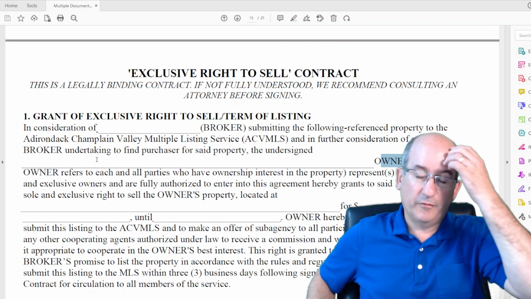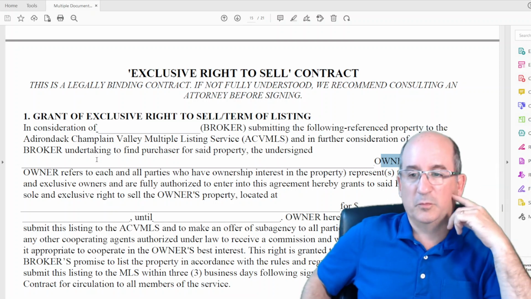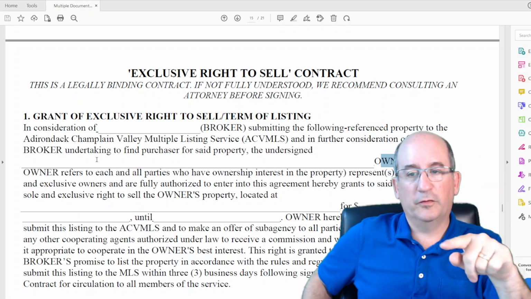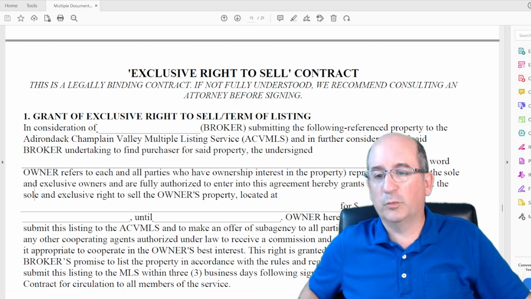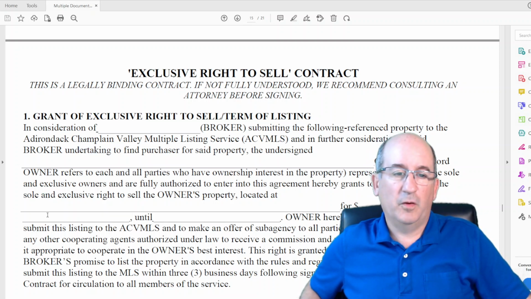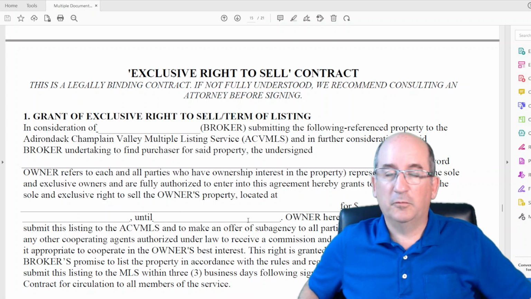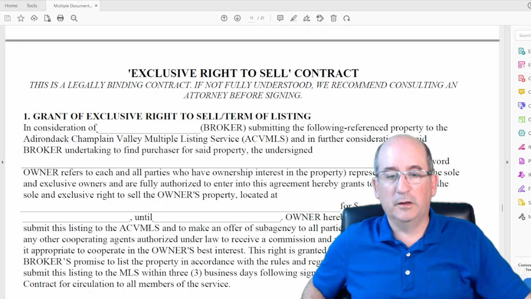If there's 2, 3, 4, 5 of them, I think 5 or 6 is the most I had on one. So this lists you as the seller of the property. This lists the property address. We're listing it for this price from today until this time. Usually 6 months. Land, I'll usually go a year.